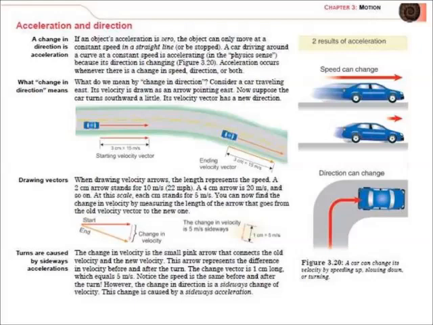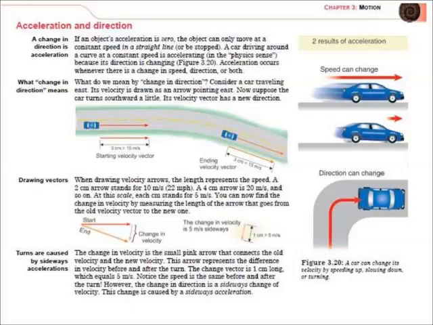When drawing velocity vectors, the length represents the speed. A 2 centimeter arrow stands for 10 meters per second or 22 miles per hour. A 4 centimeter arrow is 20 meters per second, and so on. On this scale, each centimeter stands for 5 meters per second. You can find the change in velocity by measuring the length of the arrow that goes from the old velocity vector to the new one.